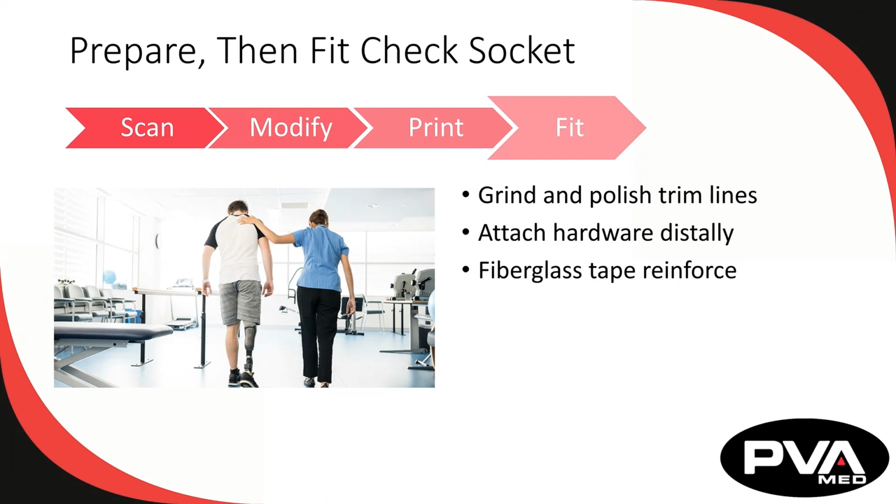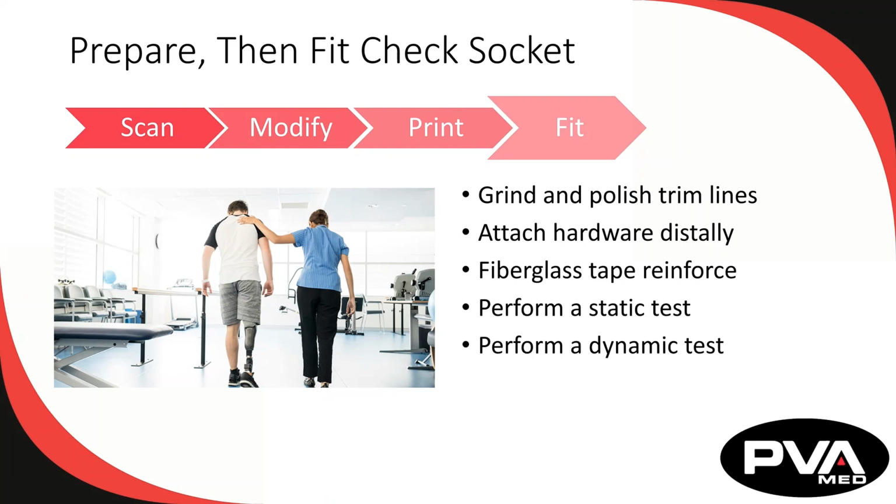Once the check socket has been sufficiently reinforced as judged by the clinician, it's now ready for what many refer to as a static and then a dynamic test. A static test would be standing and putting weight on the socket, and a dynamic test would be walking in parallel bars with the socket on. This will help ensure that the fit under load is comfortable and that the alignment will support a proper gait. Adjustments, if any, can be made using a heat gun or torch, much like how adjustments are made on a traditionally fabricated pulled check socket.